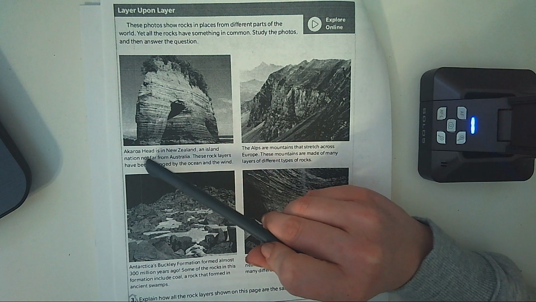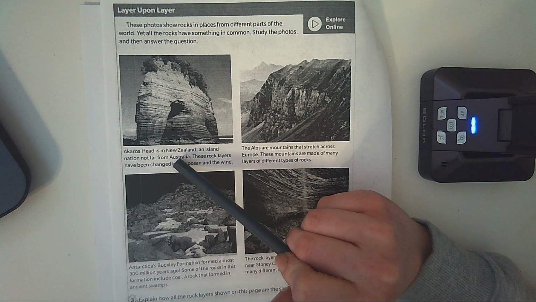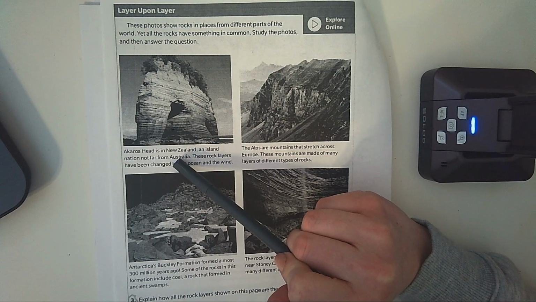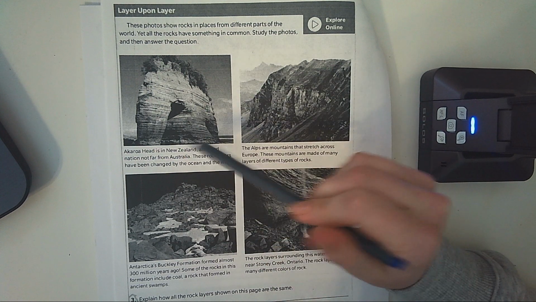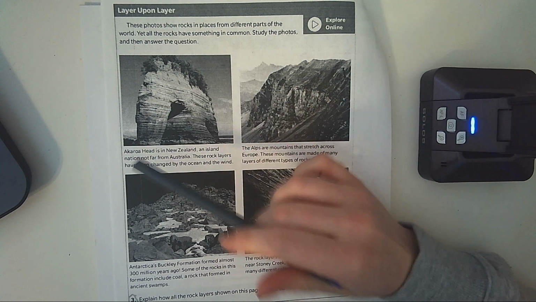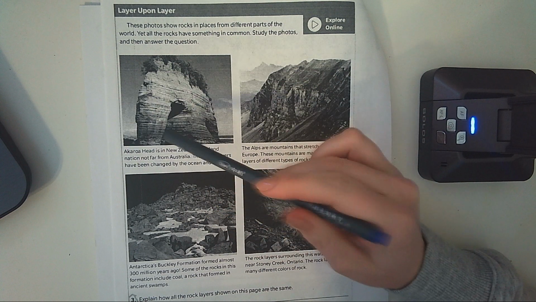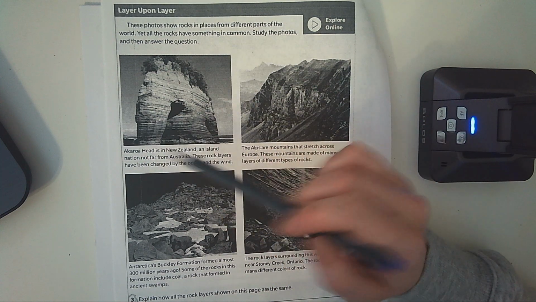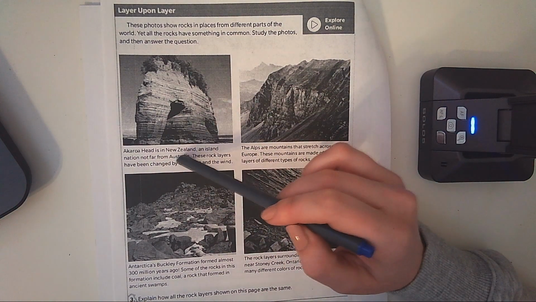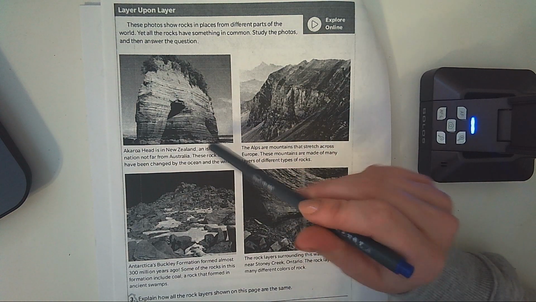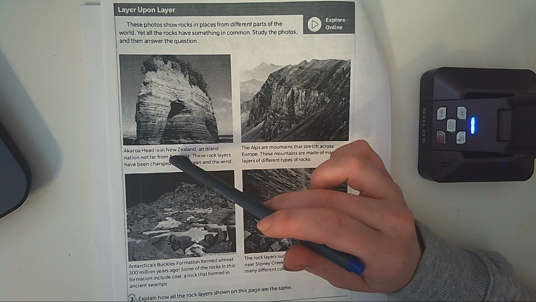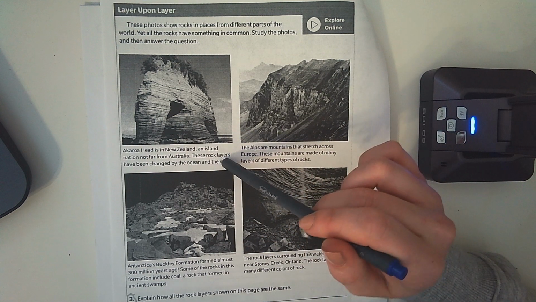So our first one is Aqua Head, and it's in New Zealand. I should just start from the beginning. Aqua Head is in New Zealand, an island nation not far from Australia. So Australia is like halfway around the world. These rock layers have been changed by the ocean and the wind.